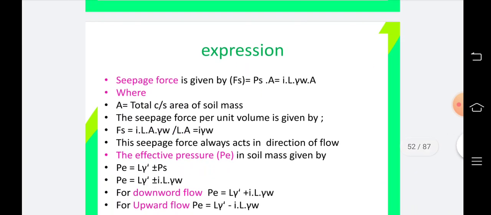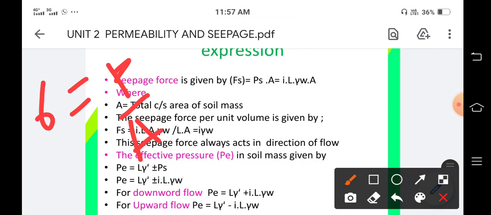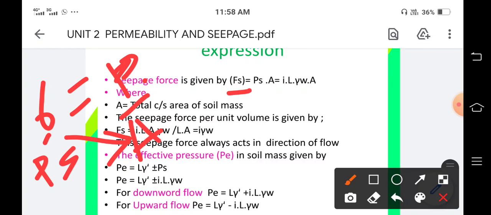So now we can write the expression for the seepage force. What is the seepage force? We know that stress equals force upon area. So force will be equal to stress into area. This stress is nothing but our pressure. We can write the force as Fs, and the pressure is PS, that is the seepage pressure, that is your stress, and A is the area of the soil sample.